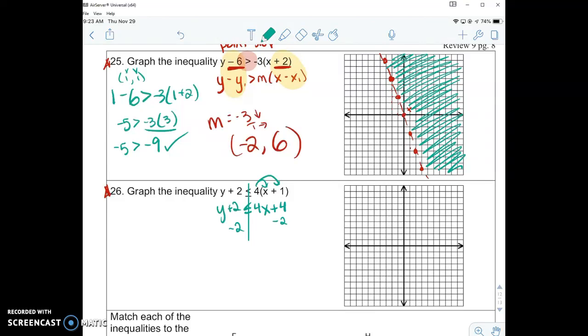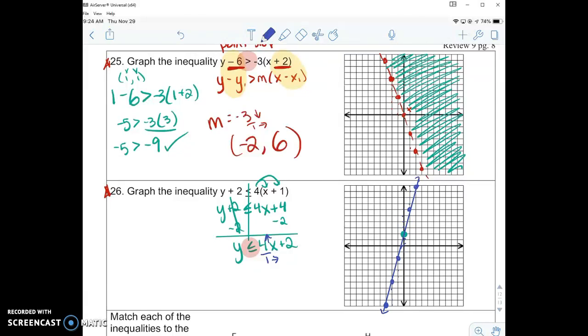Next, I'm going to subtract 2 on both sides. y is less than or equal to 4x plus 2. 4 minus 2 is positive 2. My y-intercept is positive 2. My slope is 4, so I need to go up 4 and over 1. This time my inequality symbol is less than or equal to, so I need to draw a solid line.